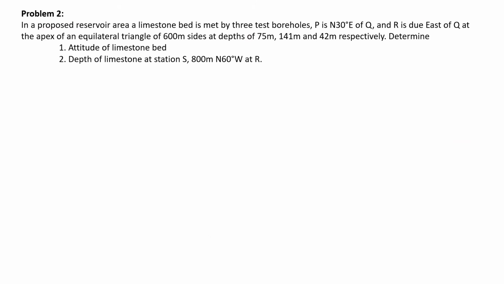Okay, we will see the second problem. The second problem says that a proposed reservoir area, a limestone bed, is made by 3 test boreholes. P is north 30 degrees east of Q, R is due east of Q at an apex of an equilateral triangle, with sides of 600 meters and depths of 75, 141 meters, 42 meters respectively. Same thing is given, we need to calculate the things.